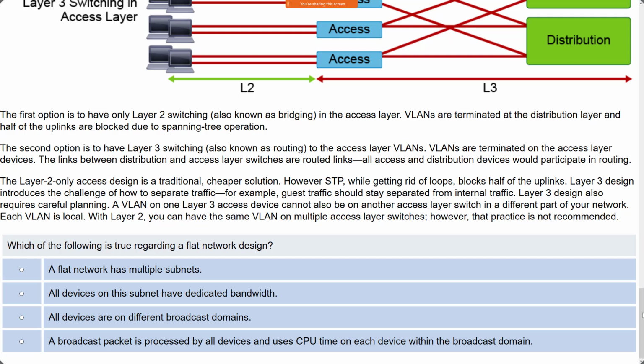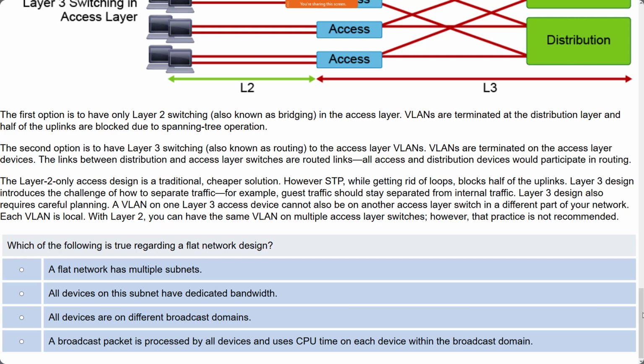All right. A layer 2 only access design is very traditional and much cheaper, but because you have a lot of redundant connections, spanning tree becomes a really big thing that you have to deal with. In a layer 3 design, like I said, a lot of planning is required for IP routing and subnetting and so on.